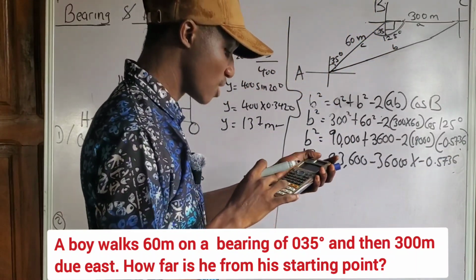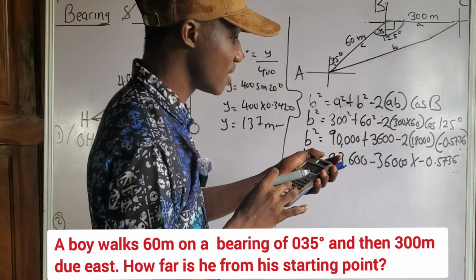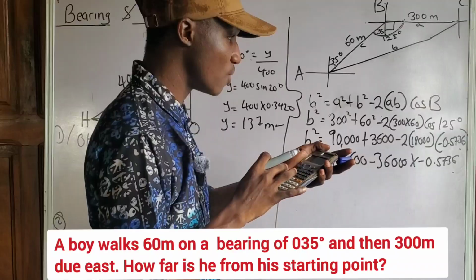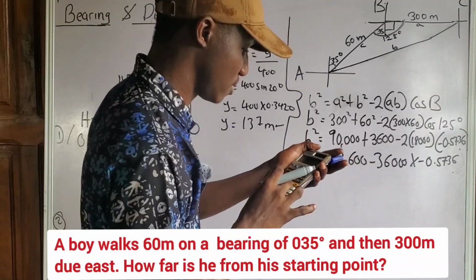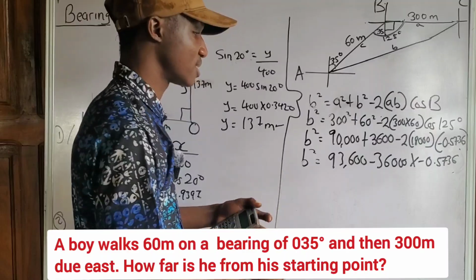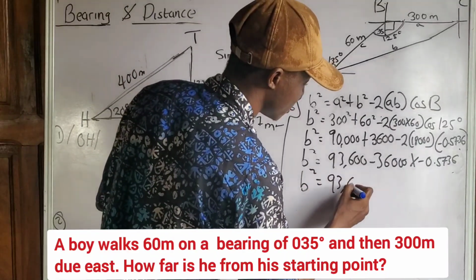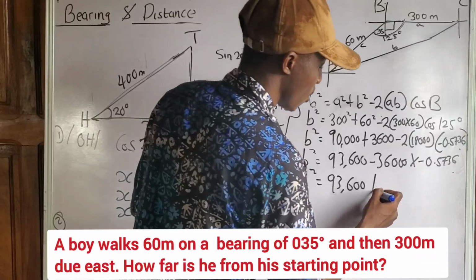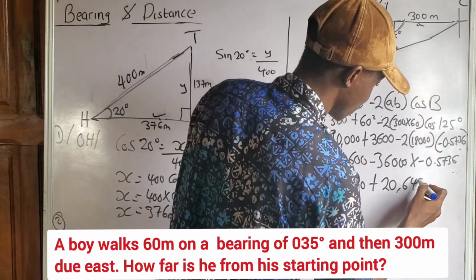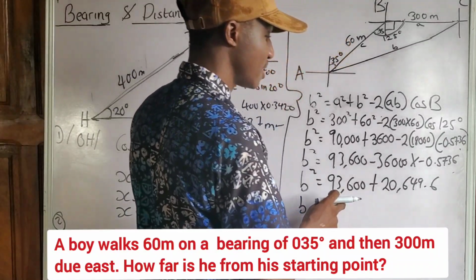Okay, 36,000. Negative 36,000 times negative 0.5736, that is 20,649.6. b squared equals 93,600 plus 20,649.6. Okay, so b is equal to the square root of that.